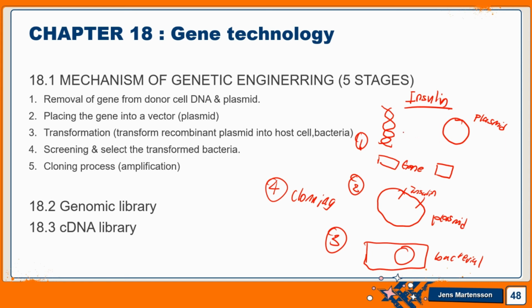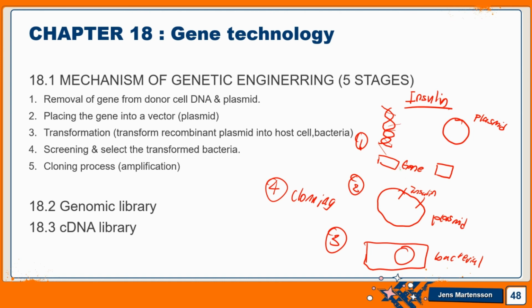As researchers and scientists, we cannot simply cut. No, there are ways. We have to cut, and there is one enzyme we have to use to cut the gene of the insulin and plasmid. The same enzyme. Okay, this is the first. And the second one is placing the gene into a vector.